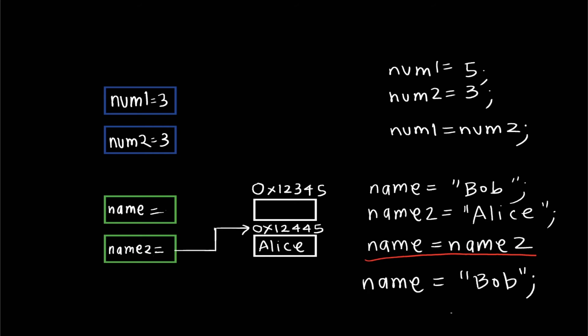So what actually happens is a new block of memory gets allocated to hold the value of Bob. And then the block of memory that stores the variable name gets a new address that is stored into it. And that would be the address of the new block of memory that was allocated.